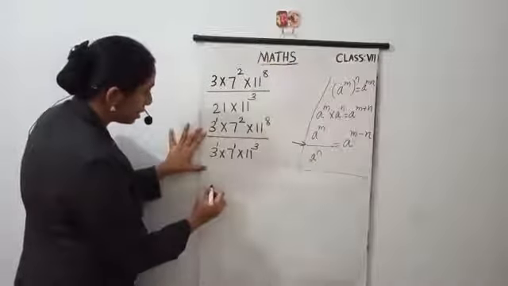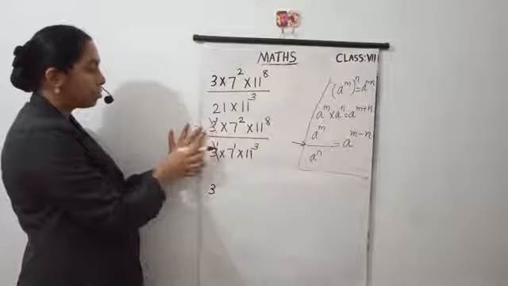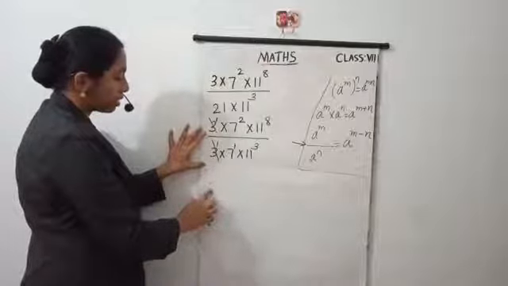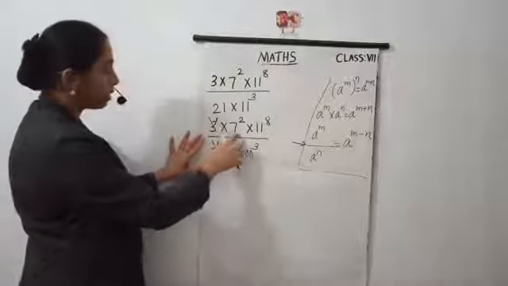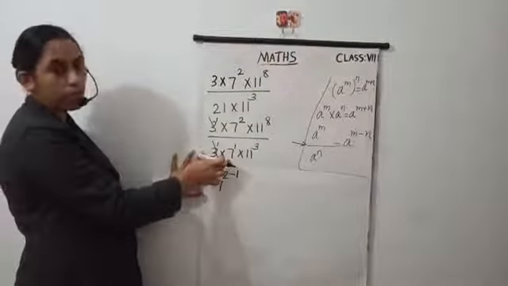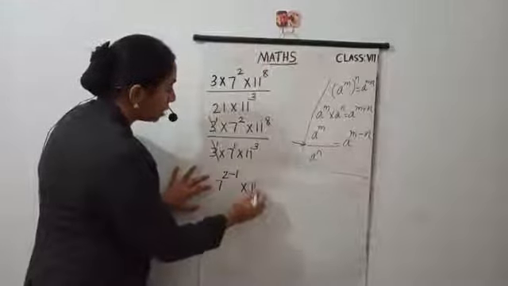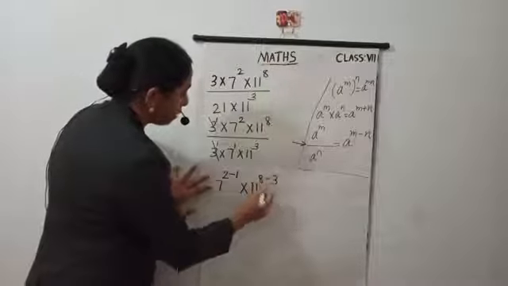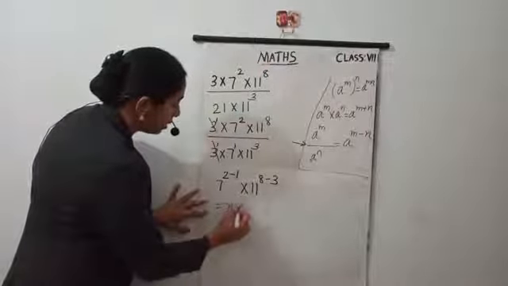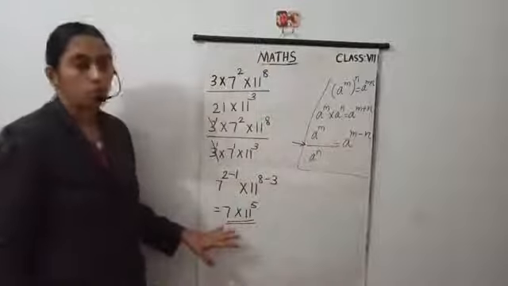So we can write this is 3. We can cut this 3 and 3 because here division and here 3 raised to 1 and here 3 raised to 1. So we can cut from here only. Then consider the next exponent form. Next exponent 7 raised to 2. So this is 7 raised to 2 minus 1. A raised to m by a raised to n means a raised to m minus n. So this is 7 raised to 2 minus 1 into next 11 raised to 8 minus 3. This is equal to 7 raised to 2 minus 1 is 1. That is 7 itself into 11 raised to 8 minus 3 is 5. So the final answer is 7 into 11 raised to 5.